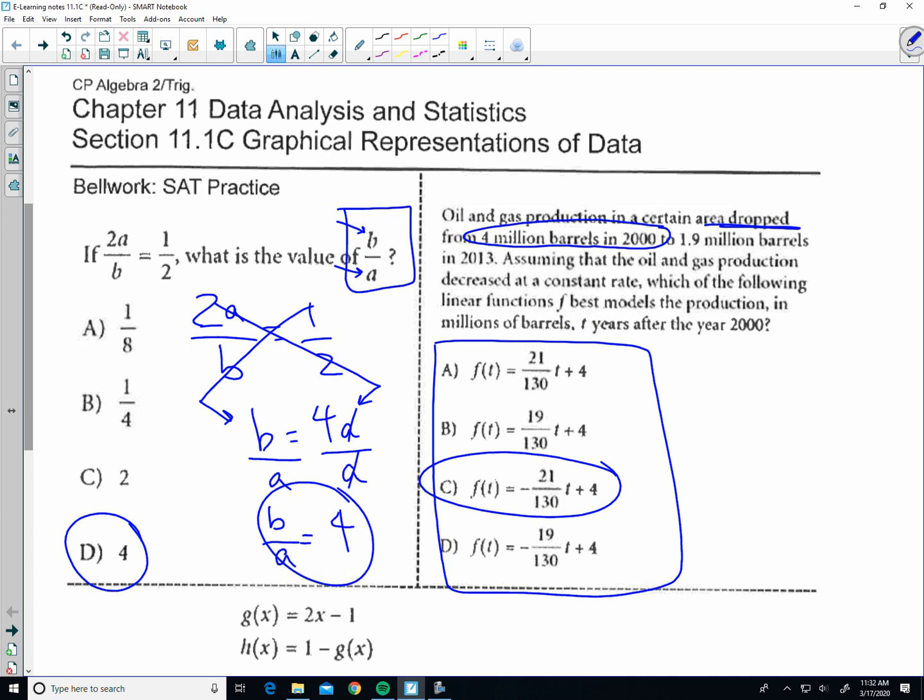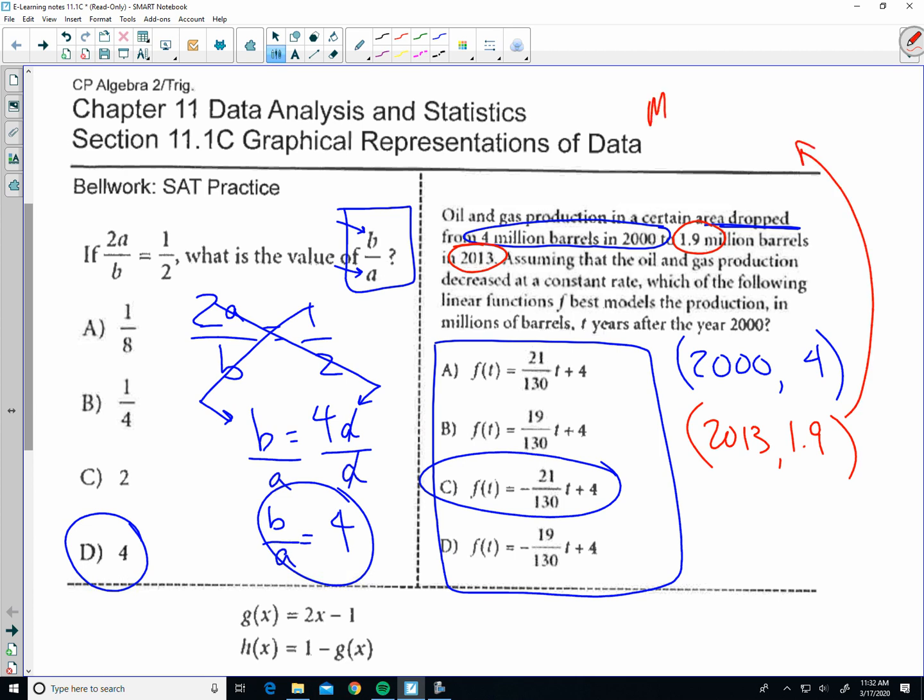So ordered pair number 1 would be the year 2000 with 4 million barrels of oil and gas being produced. And then ordered pair number 2 would be what happened over a 13-year time period. In the year 2013, the value dropped considerably from 4 million down to 1.9 million. What you need to do now is calculate the slope of that change in oil and gas production. So our classic model for slope, if you don't mind, I'll put it up here at the top.